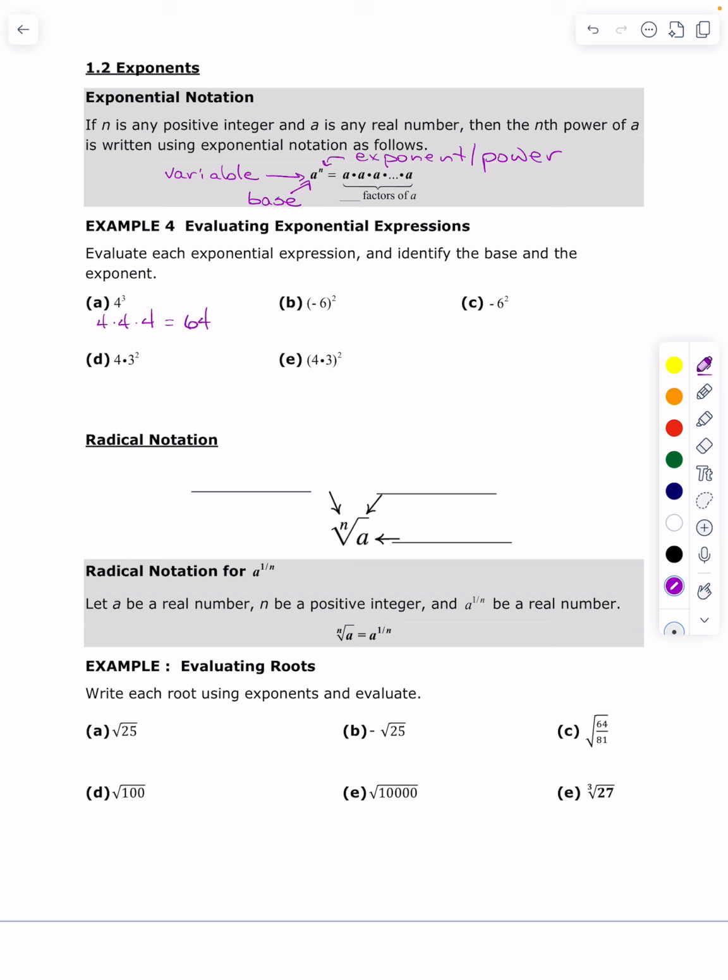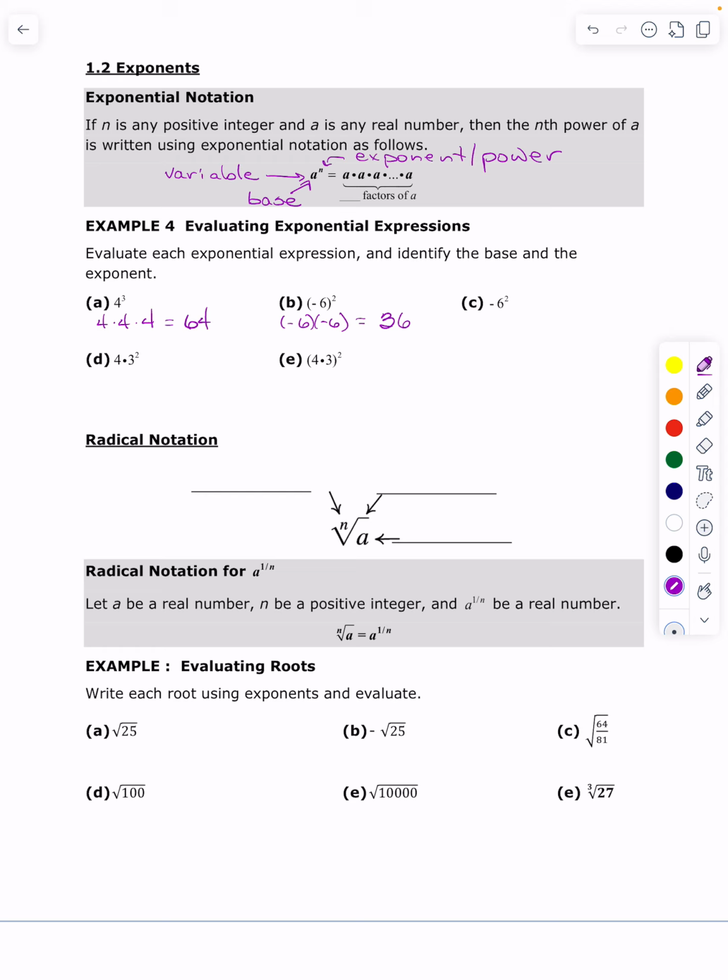Okay. B is an important one because those negatives can get in our way sometimes. I got -6 quantity squared. That means I'm multiplying -6 times -6. A negative times a negative is always a positive. We get a positive 36 for that one.